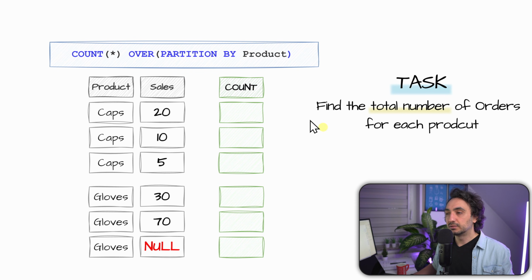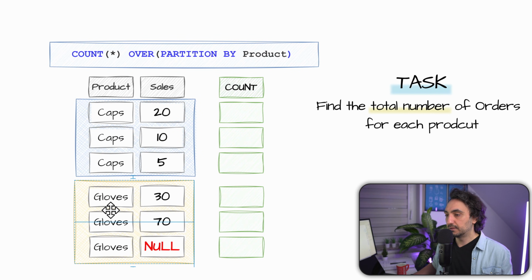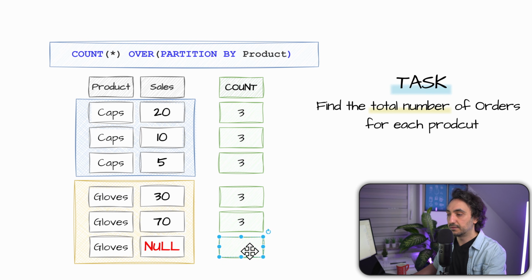So now what SQL gonna do? We're gonna go and divide the data sets into 2 partitions. We're gonna have one partition for the caps and another one for the gloves. So with that, SQL prepared our data into windows and we are ready to do aggregations. So how many rows do we have within each window? It's gonna be 3. So for this window, it's gonna be 3 rows. And as well for the next window, we have as well 3 rows. So we can have 3, 3, and 3.